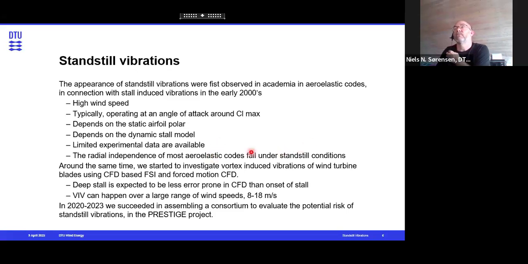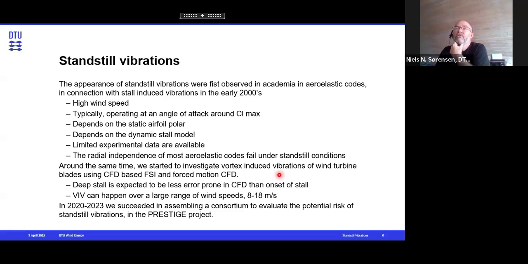And around the same time, we started to look into vortex-induced vibrations at standstill. That was based on CFD in order to get rid of the limitations of engineering aerodynamics. So coupling CFD with an aeroelastic or an elastic code to have fluid structure interaction, but also looking into what we call forced motion, so simply forcing the blade or the rotor to vibrate in a given mode shape.